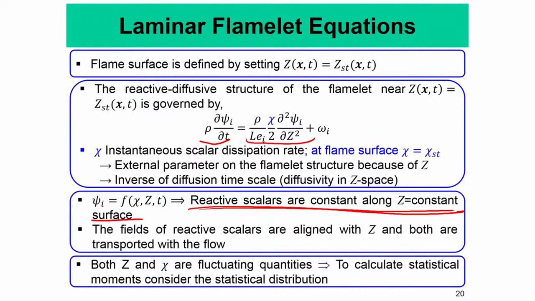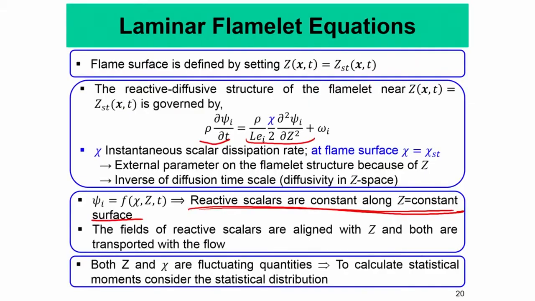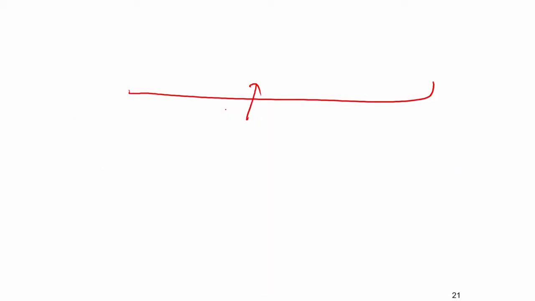Now Z and chi are both fluctuating quantities, and to calculate the statistical moments we have to consider the statistical distribution. So once again we need to go back to the steady flamelet equations. If we have the joint PDF of Z and chi_ST known, then we can solve the steady flamelet equation to get xi, and its mean is given by this whole equation. From the joint distribution of Z and chi_ST, we can find the mean xi, whereas the instantaneous xi as a function of Z can be obtained from the steady flamelet equation, where this term has to be neglected. So this is valid only under the steady case, and that has to be remembered.